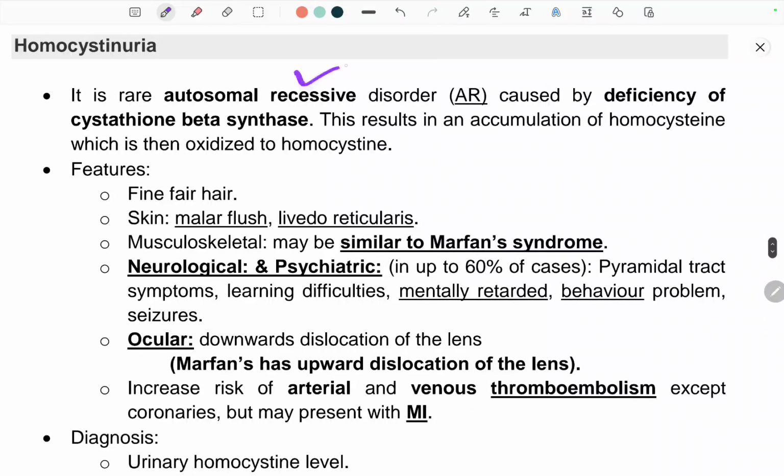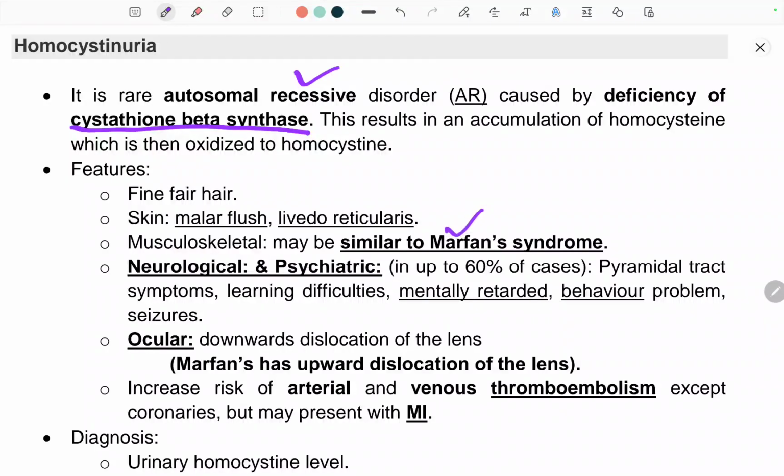Homocystinuria is a rare autosomal recessive disorder caused by deficiency of cystathionine beta synthase. This results in accumulation of homocysteine, which then oxidizes to homocystine. Features are fine, fair hair, malar flush, livedo reticularis, and musculoskeletal features that may be similar to Marfan syndrome.